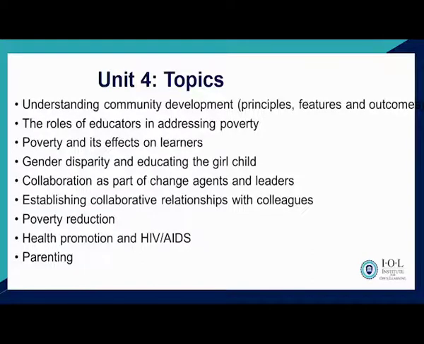Unit 4, we are going to look at community development, roles of professional people. You need to understand the community development principles, the features and outcomes, the roles of educators in addressing poverty. Look at the poverty and its effect on learners. Gender disparity and educating the girl child.